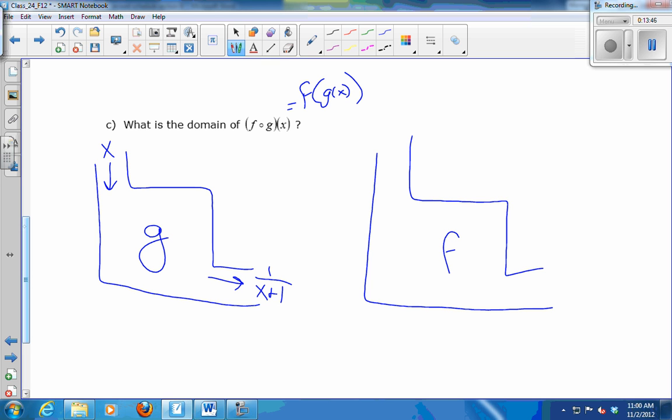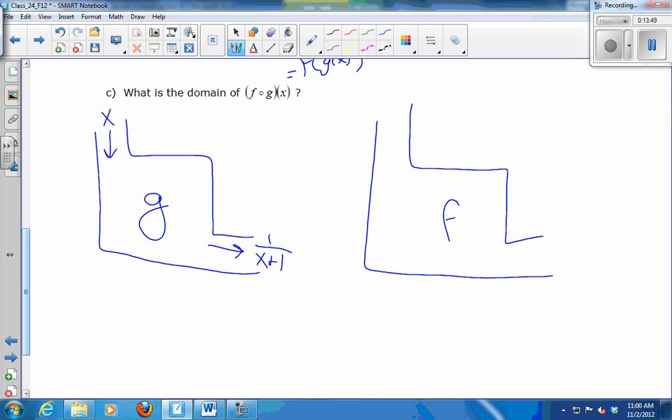Are there any restrictions on G? Any X's that I shouldn't plug into G or the machine might jam? -1. So I'm going to put a little note here. X can't be -1 or the machine will jam, right? Then I'm going to take 1/x plus 1, the output from G, and plug it into F. And F is the machine that squares stuff. So it's going to take 1/x plus 1 and square it.